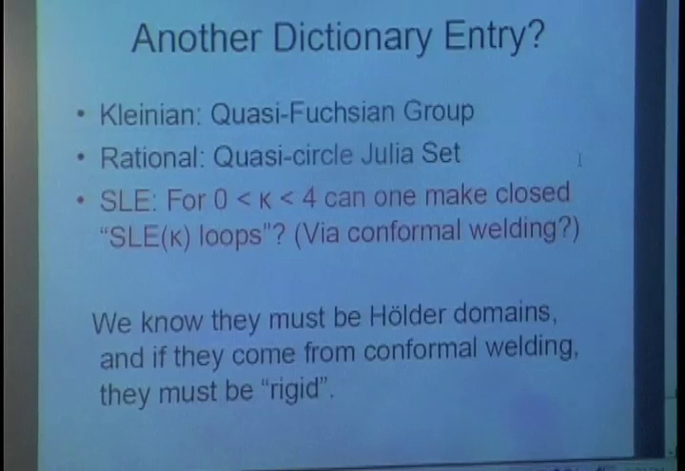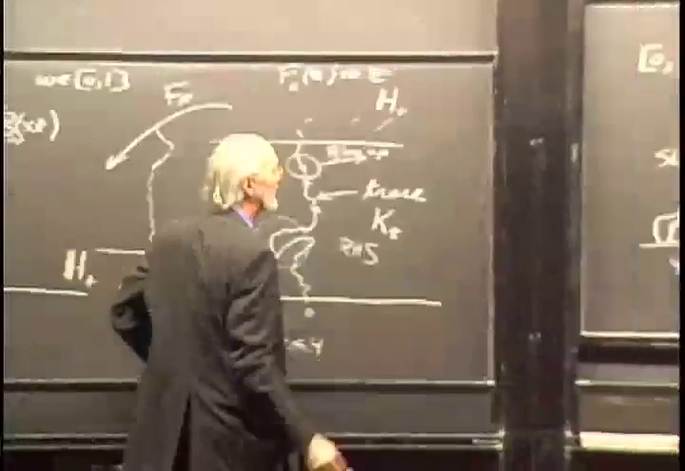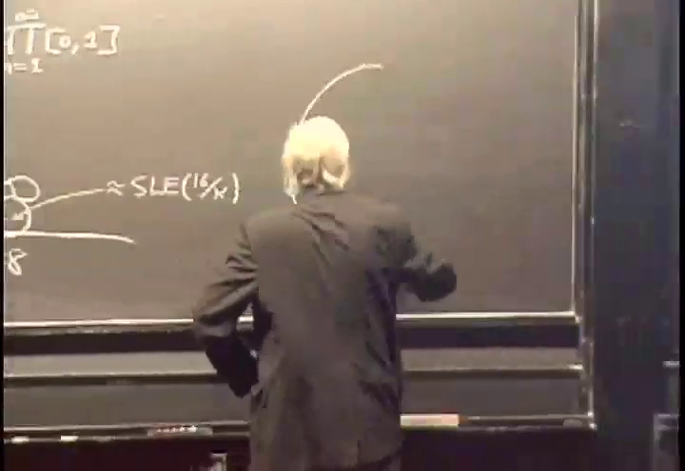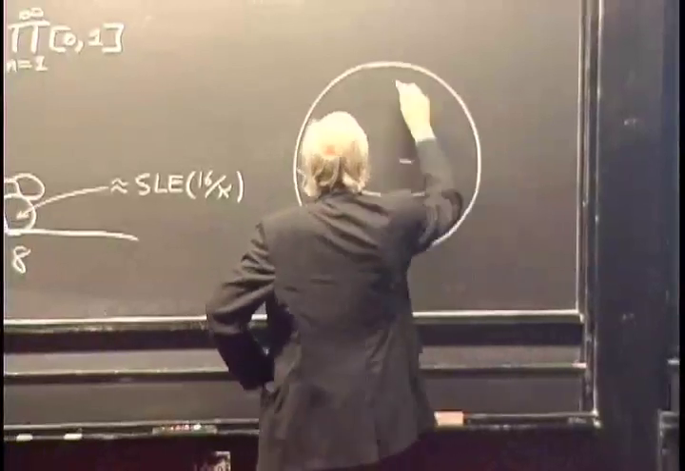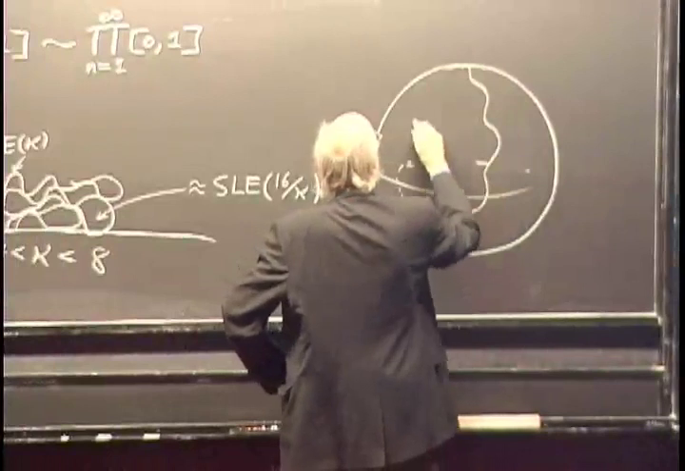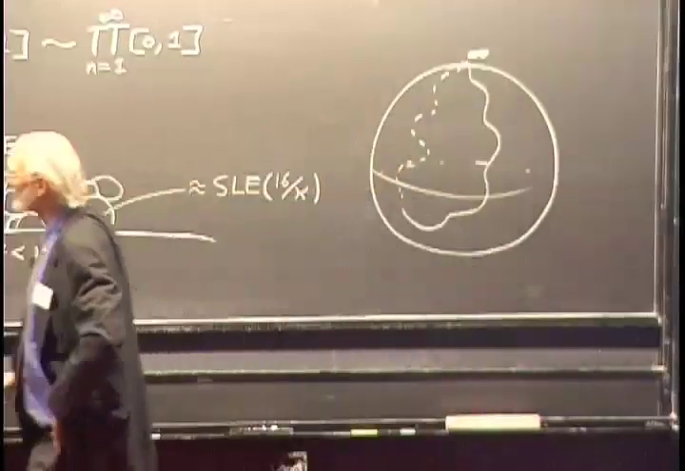Okay, so I'm going to end here with another dictionary entry. Quasi-Fuchsian group is in the Kleinian world. In the rational world, we would have, say, a quasi-circle Julia set. And now you see the problem here is these are curves through infinity, and there's something pesky about them, which is they're not Jordan curves. So what you would like to do is fix a point and then blow up around that point, and when you blow up, you would get a Jordan curve that goes through infinity on the Riemann sphere. So you would get a loop.